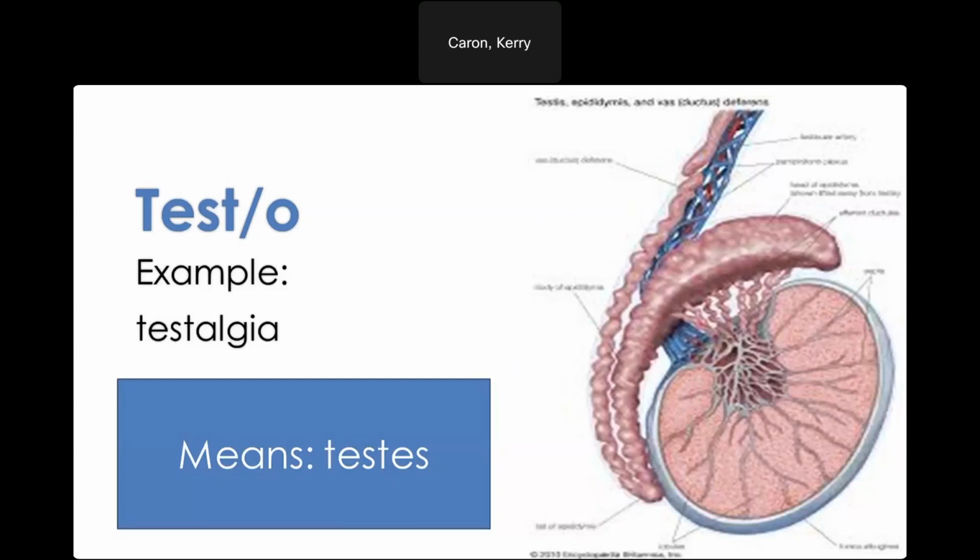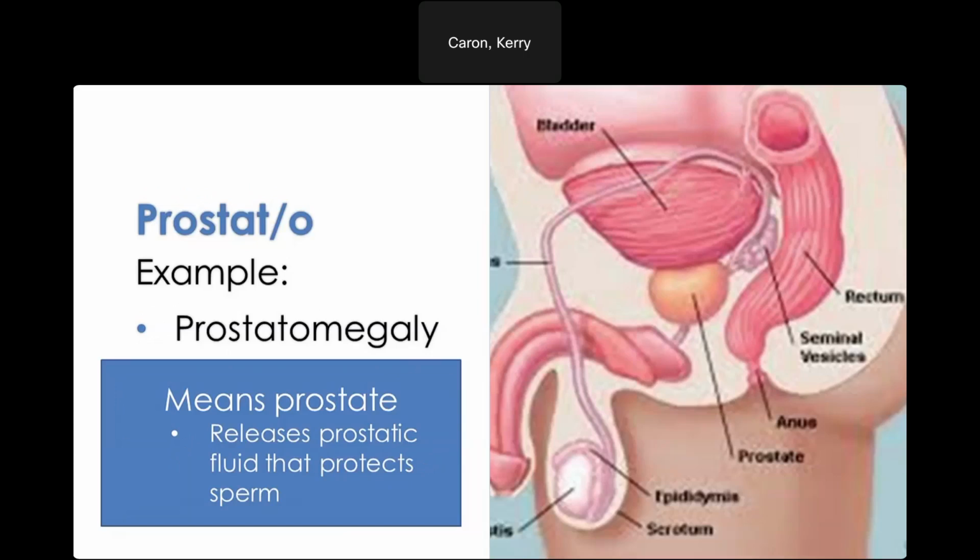Testo is referring to the testes. So testalgia is pain in the testes. Like I said, testes or testicles are the primary sex organs for male. Prostato is an organ between the penis, below the bladder, and in front of the rectum, where fluid is released that is contained in semen and protects the sperm. So prostatomegaly is an enlargement of the prostate.